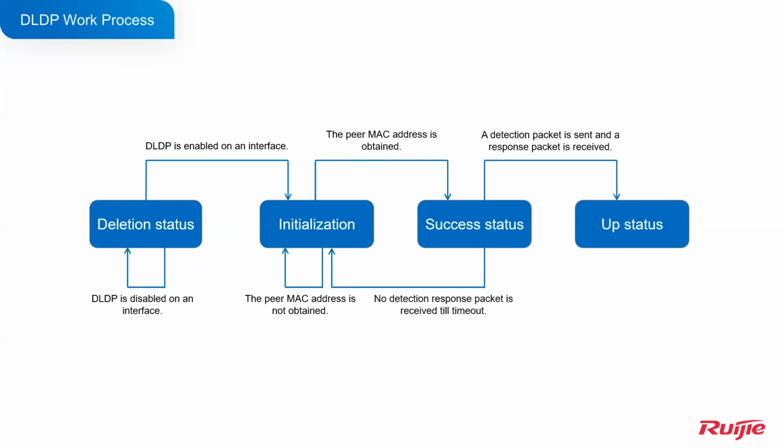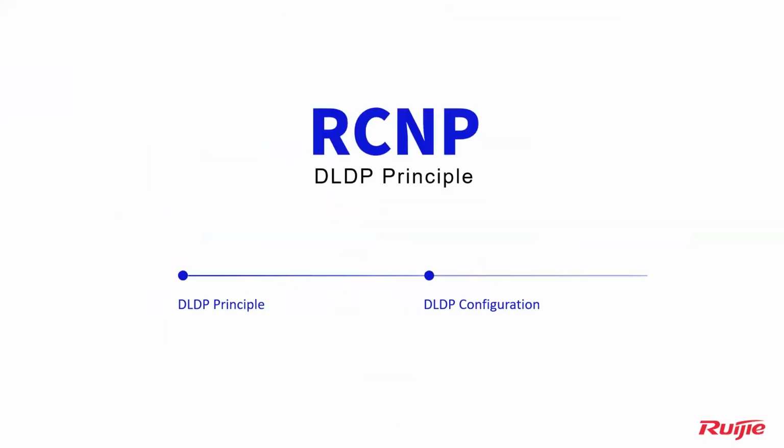But once we obtain the peer MAC address, we will enter the success status. At the success status, if no detection response packet is received till timeout, we will switch back to initialization. But when a detection packet is sent and the response packet is received, we will enter the up status. So when everything works properly, the stable status is up. This is about the working principle of DLDP.